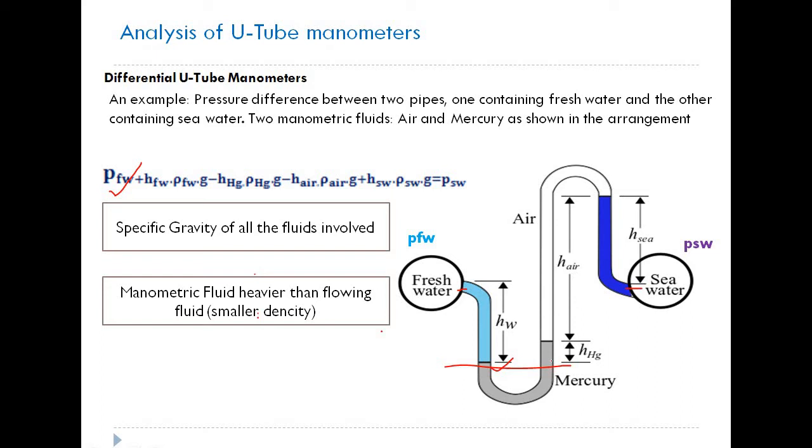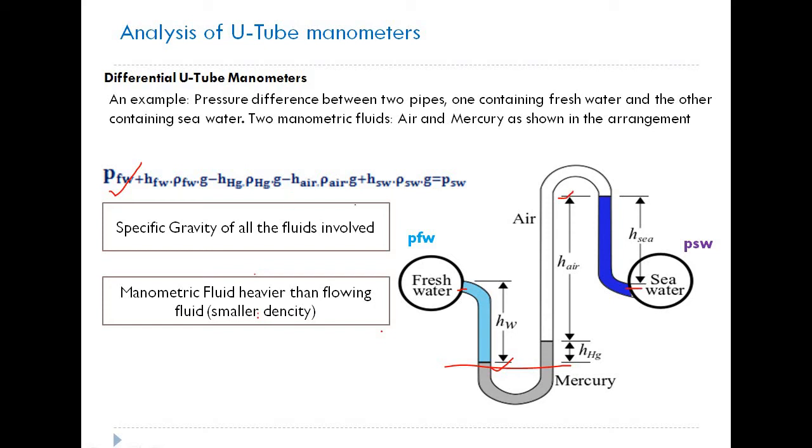Then as we move up, pressure decreases. So how to write the equation? Minus HHg, column of mercury is here. So minus HHg into rho of Hg into g. That is the pressure acting at this location. Again, as we move up, what is the pressure at this location?